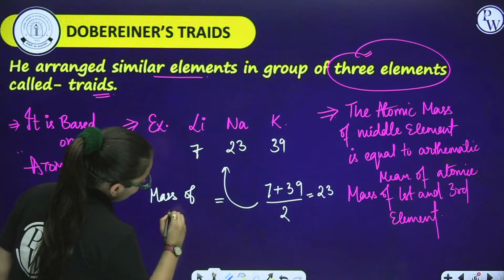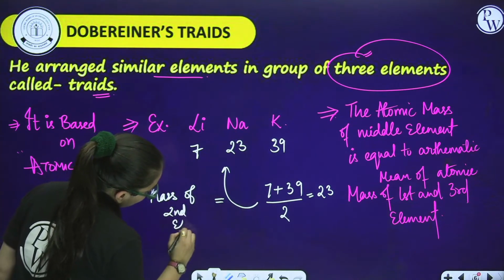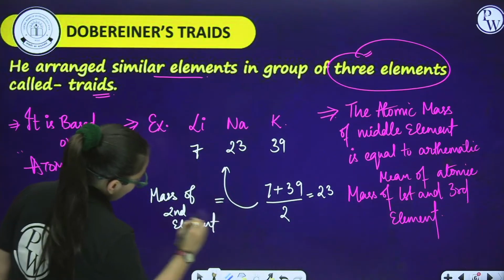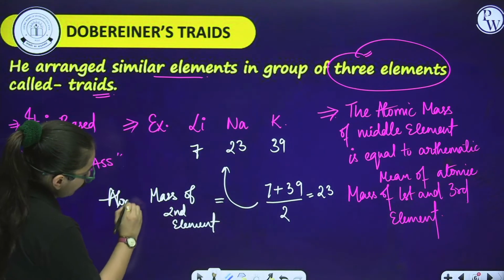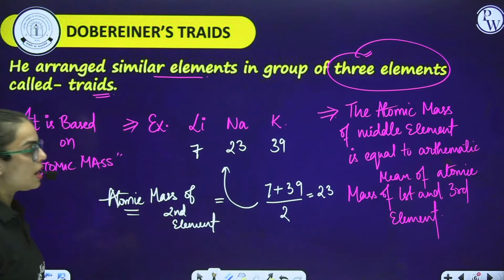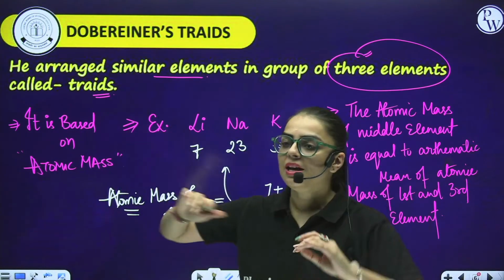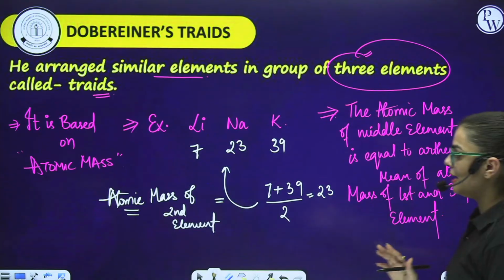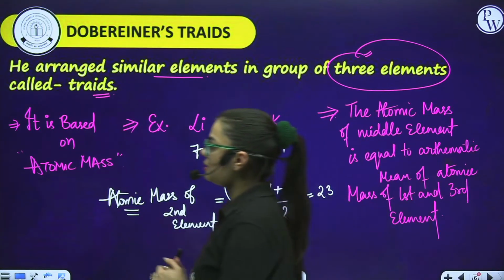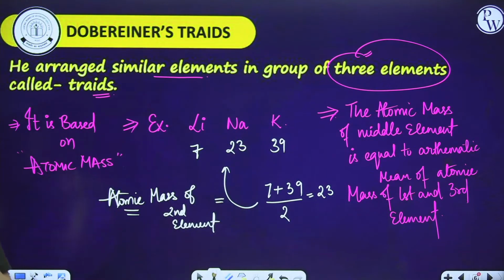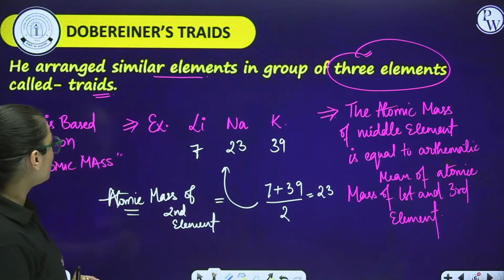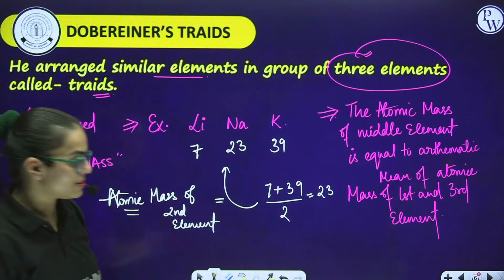Atomic mass of the second element. So based upon this rule and this principle, he arranged elements, right guys? Everybody, first of all, please write it down so that I can show you more elements with such cases. I guess everybody has written this.